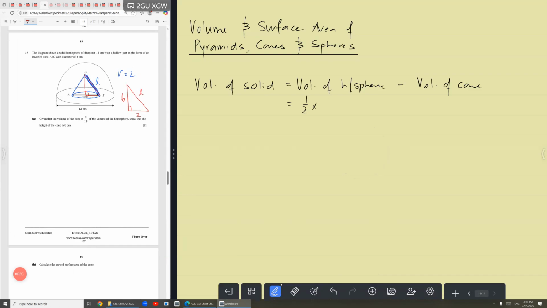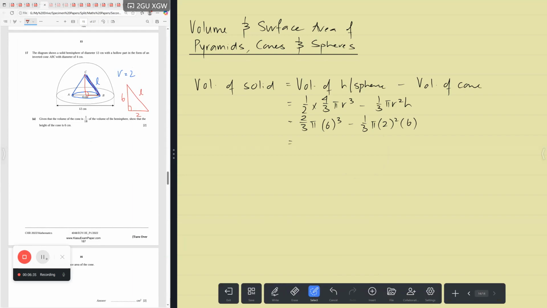Hemisphere equals half times 4/3 pi r cubed, minus 1/3 pi r squared h. So this becomes 2/3 pi. The radius of the hemisphere is equal to 6, so we get 6 cubed here, minus 1/3 pi. The radius of our cone is equal to 2 cm, so 2 squared, and the height we obtained is equal to 6 centimeters. So let's type the numbers into our calculator.